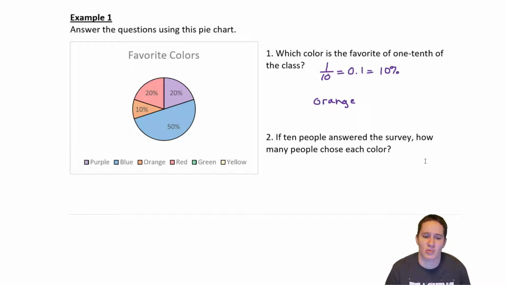I guess majority of people isn't quite true. Majority means typically over 50%. So since it's at 50%, that's not actually a majority, but it's close. But those are some things that we could be asked about.